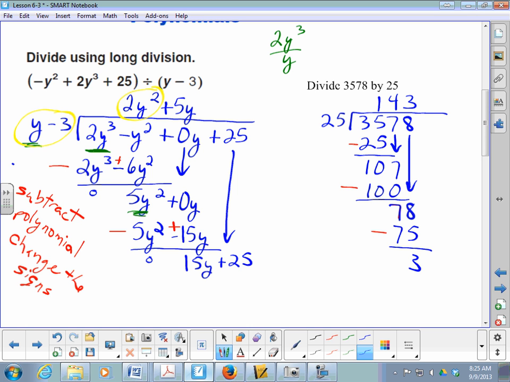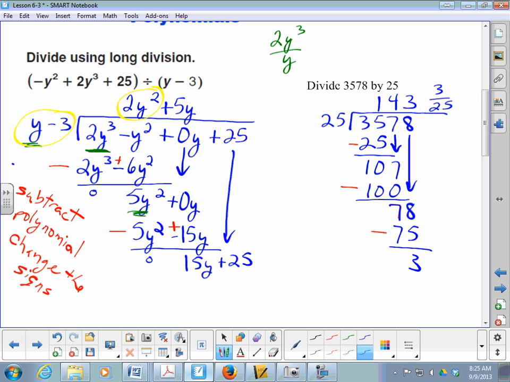Okay. So how do I write the remainder then? Depends on what they want, right? Sometimes they want you just to say this would be R3. When we're doing it, we're going to write it as a fraction. Because now I have 3 remaining out of 25. So this would be 143 and 3/25.